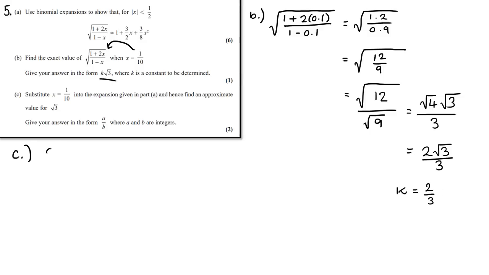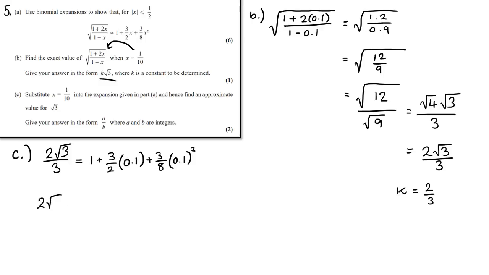So what we could say then is 2 root 3 over 3 is equal, and all I need to do now is substitute 0.1 into this expansion here. So that's going to be 1 plus 3 over 2 times 0.1, 1 over 10, and then we do 3 over 8 times 0.1 squared. Okay, so what we need to do now is evaluate this right hand side here.